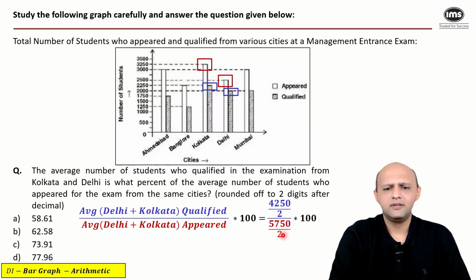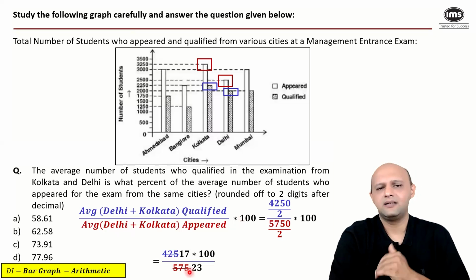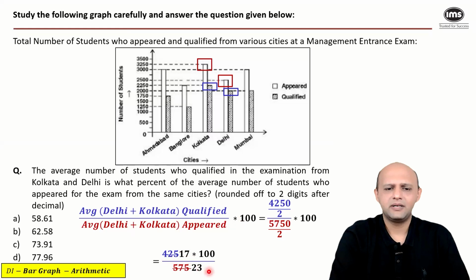Now, do you really need to divide this by 2? Not really. If you just cancel the 2, cancel the 0, you're left with 425 upon 575. Okay, so now 425 upon 575 can easily be cancelled by 25. You could do it step by step by 5 and then another 5, or directly cancel it by 25. So 25 ones are 25, 25 twos are 50 and 25 threes are 75. So you're left with 17 upon 23.